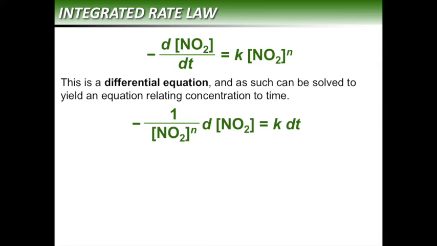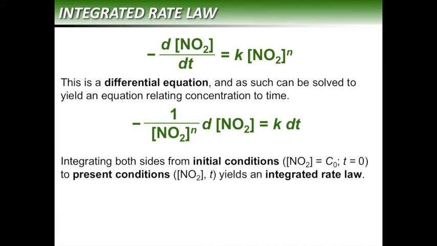Now, what we get from that is going to vary depending on what exactly the form of this is. But all we're going to do is integrate from the initial conditions to the present conditions. So we're going to say that for NO2, the concentration is going from some initial concentration C0 to its current concentration, which we're just going to call concentration of NO2. Meanwhile, the time is going from t equals 0 to whatever t is now. And if I want an equation that I can just start plugging in random times into, I want to leave that essentially as a variable. And so that's what we're going to do. And I'm going to walk you through this process for a first order reaction.